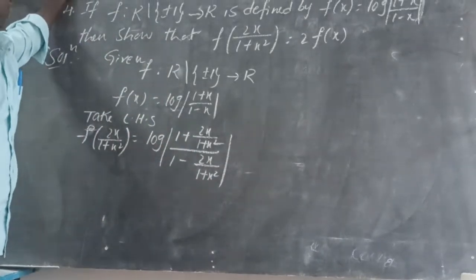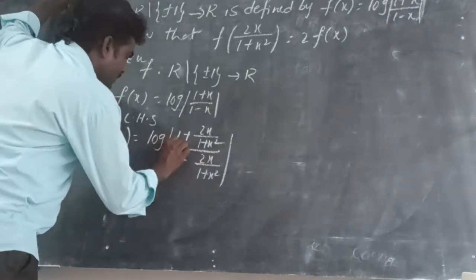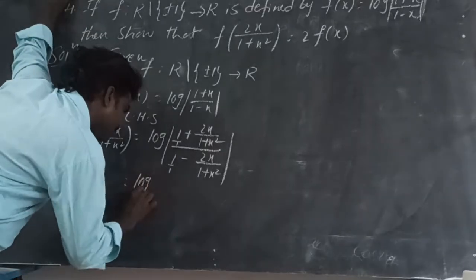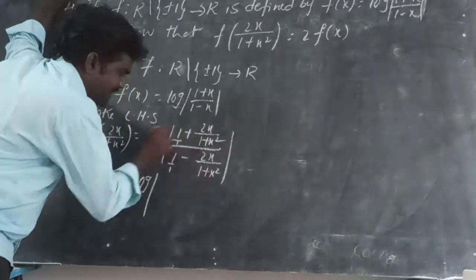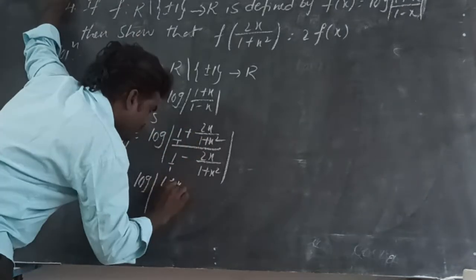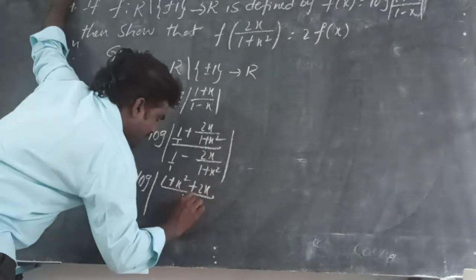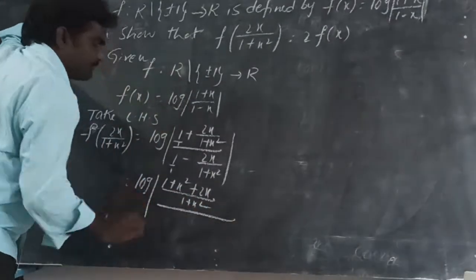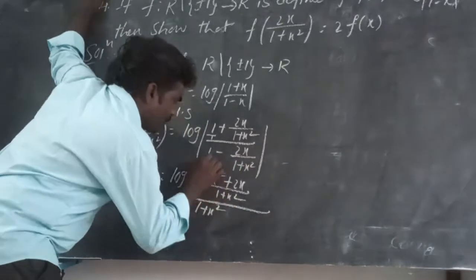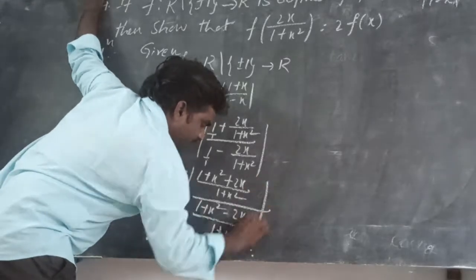Okay, in the place of x, you can substitute 2x by 1 plus x square. So here, 1 is a whole number, here 1 is a whole number. You can do that log. Now you can do that cross multiple, these two are the fractions. So 1 into 1 plus x square, 1 plus x square plus 2x into 1, 2x by 1 plus x square by 1 into 1 plus x square, 1 plus x square, 1 into minus 2x by 1 plus x square.